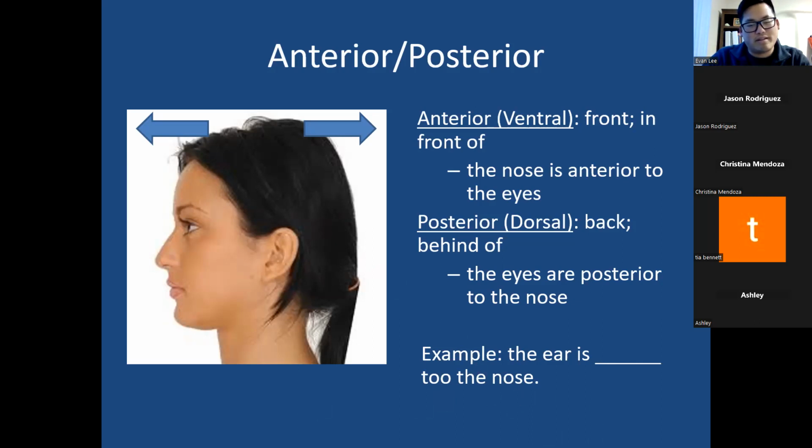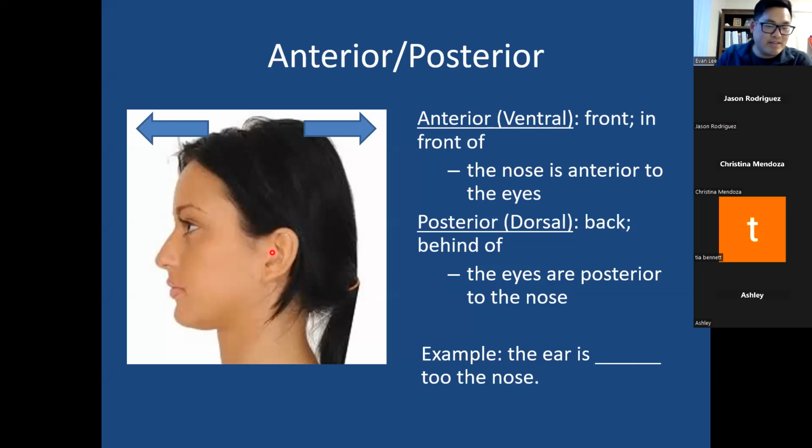Which of these two terms is better? The ear is blank to the nose. If you want to type it, if you want to say it, go ahead. I'm gonna believe someone's here. Thank you. Very good. The ear is posterior to the nose. So that's perfect. Thank you very much. So the ear is behind the nose. So the ear is posterior to it, basically.